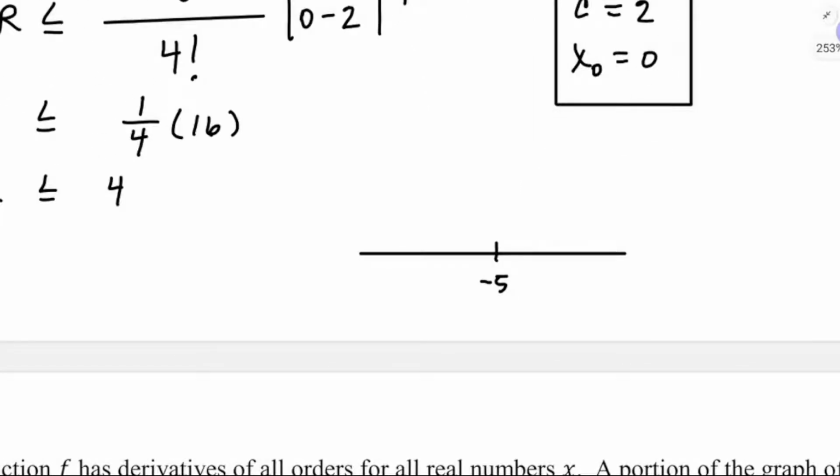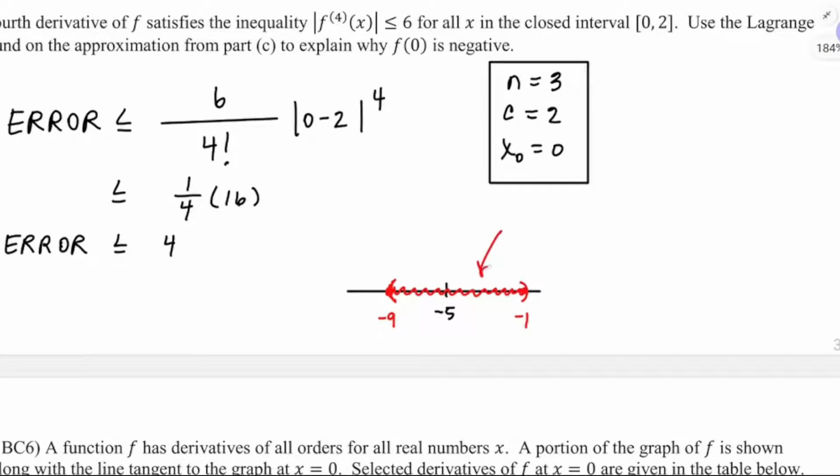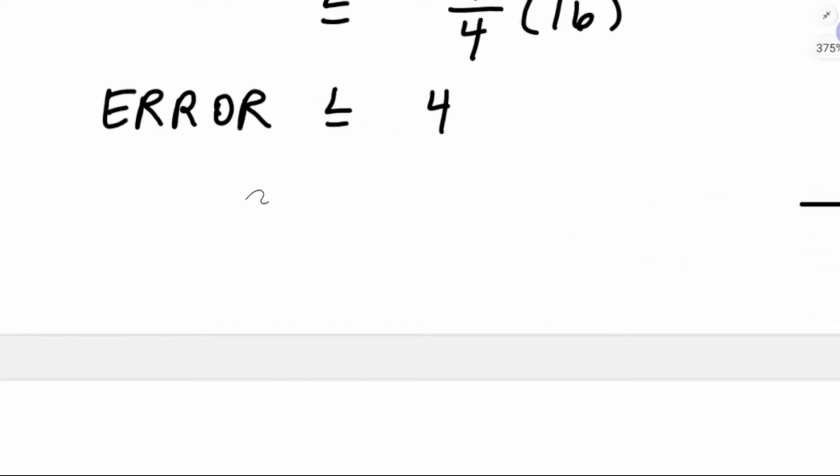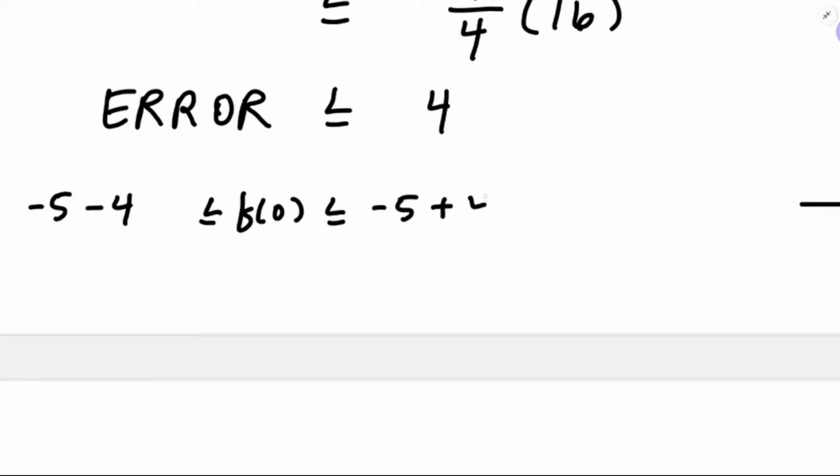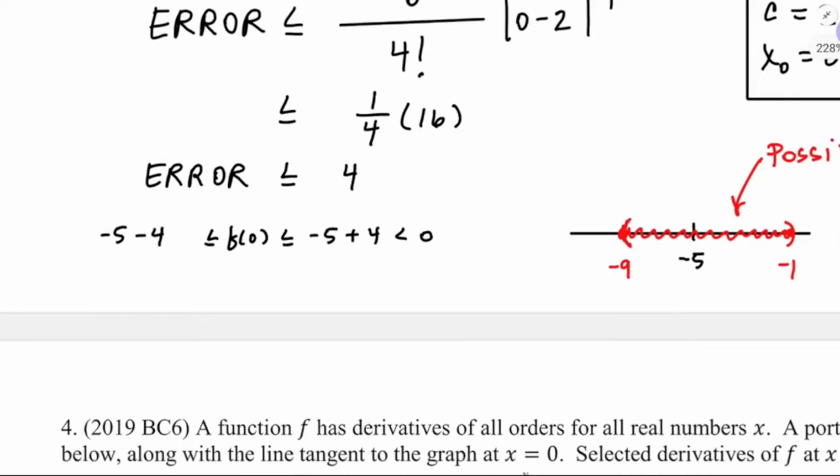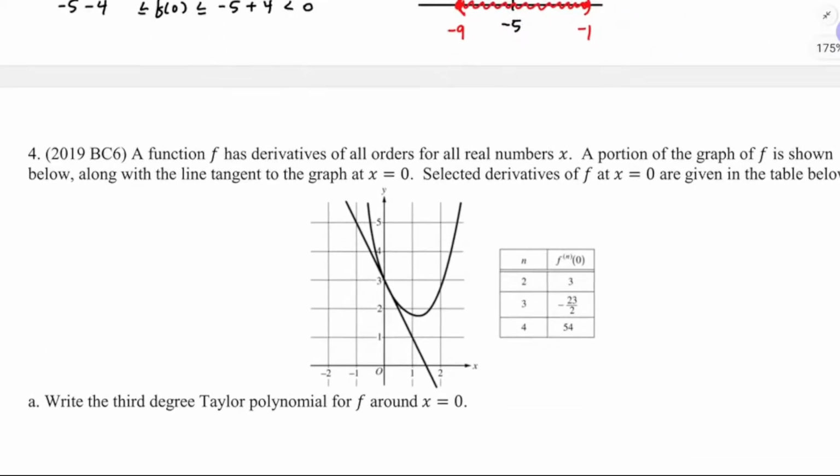Basically the true value is somewhere in between negative 9 and negative 1. That's the range of possible values of f of 0, which is still negative. So really when we're saying error is less than or equal to 4, I would say f of 0 is going to be between my approximation minus the maximum possible error and my approximation plus the maximum error, which is still less than 0. Okay, there you go. That would be the most formal way to show that.